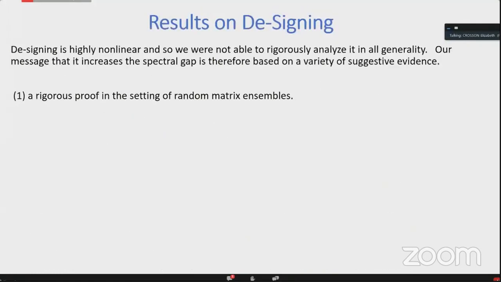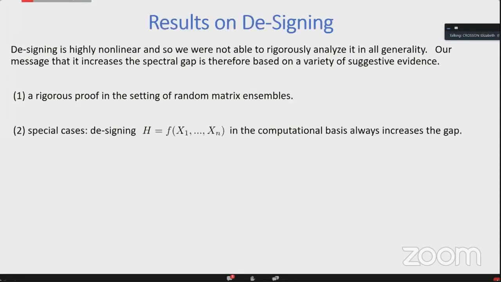Okay, so because this designing operation is highly nonlinear, we were not able to rigorously analyze it in all generality. So our message that designing increases the spectral gap is based on a variety of suggestive evidence. First I'll describe a relatively quick rigorous proof in the setting of random matrix ensembles, Wigner matrices. So our paper just contains a collection of results. We also show that in certain special cases, for example, let's say your Hamiltonian is written purely in terms of Pauli X operators, and you design the matrix elements in the computational basis. Well, this always increases the spectral gap.